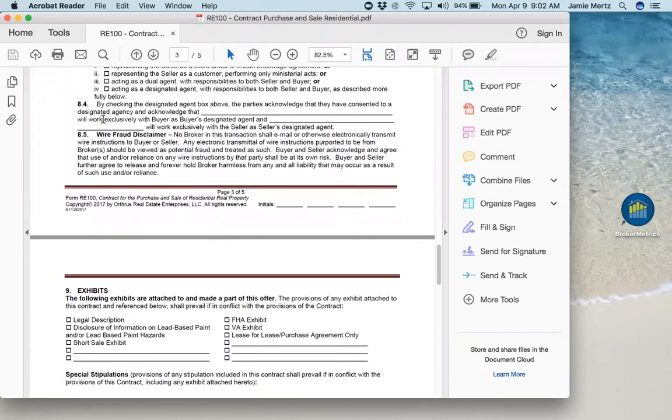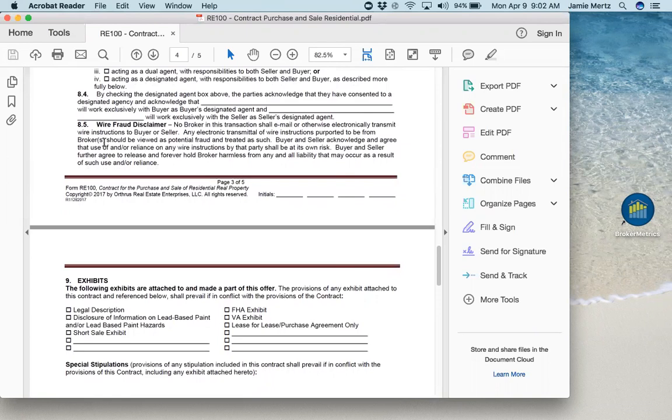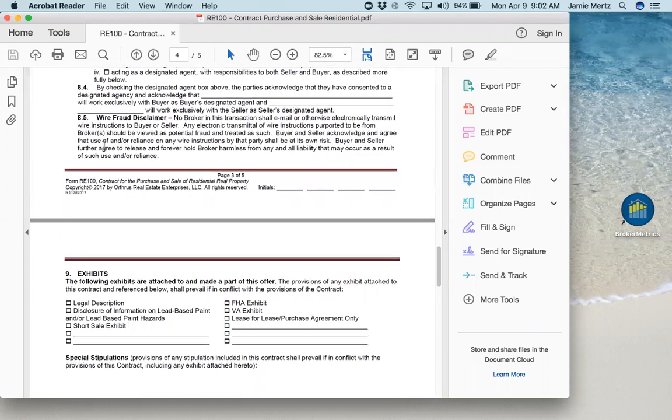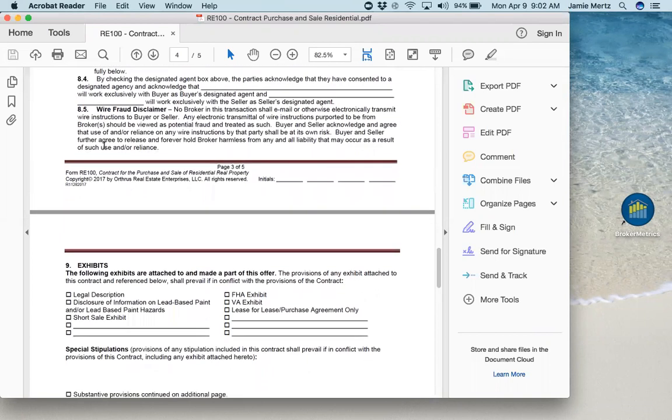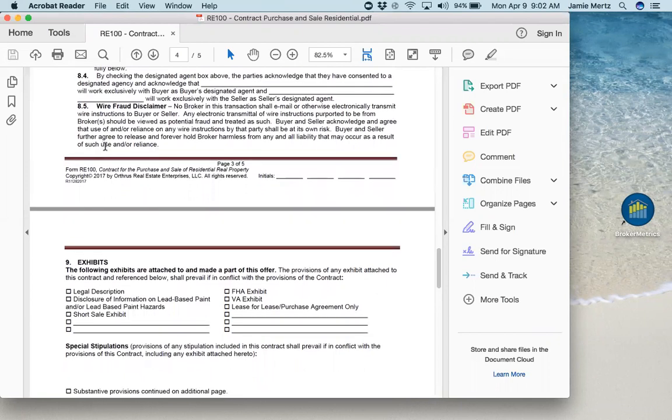And then paragraph 8.5 is a new wire fraud disclaimer. It says no broker in this transaction shall email or otherwise electronically transmit wire instructions to the buyer and seller. Any electronic transmittal of wire instructions purported to be from brokers should be reviewed as potential fraud and treated as such. Buyer and seller acknowledge and agree that use of and or reliance on any wire instructions by that party shall be at its own risk. Buyer and seller further agree to release and forever hold broker harmless from any and all liability that may occur as a result of such use and or reliance.